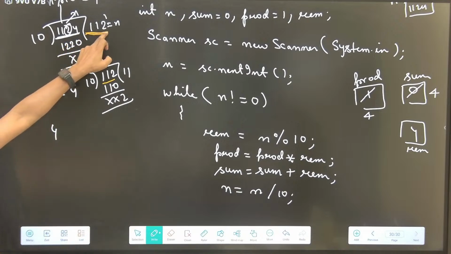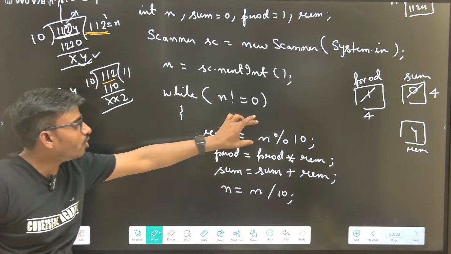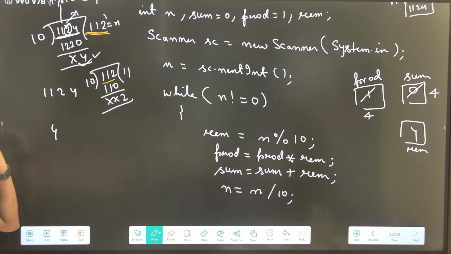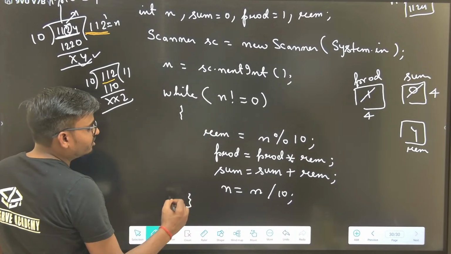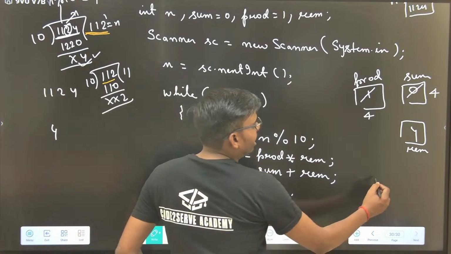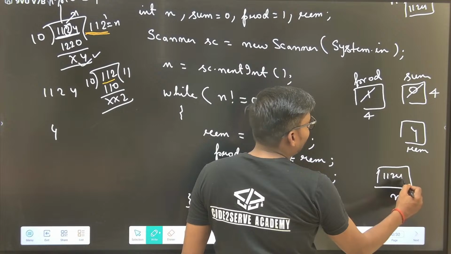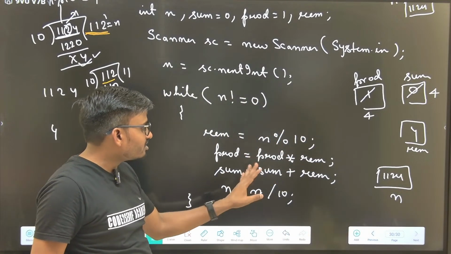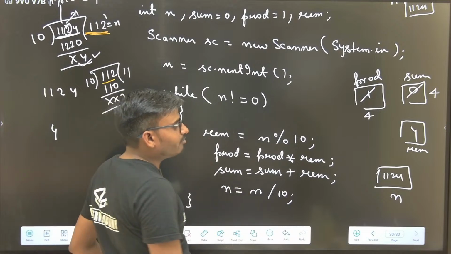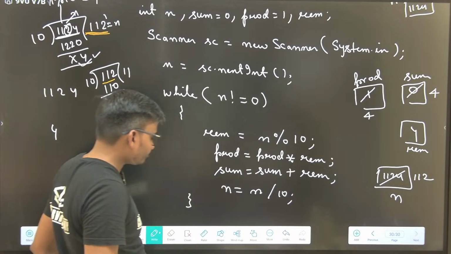So I told you, when you do a divide, you will get the quotient, and whenever you do modulus, you will get the remainder. Got it? So for the next iteration, what will happen? The value of n initially was 1124. Over here we did the product part, sum part. n is equal to n divided by 10. N divided by 10 means the quotient part, 112.